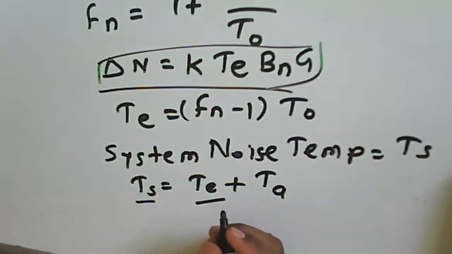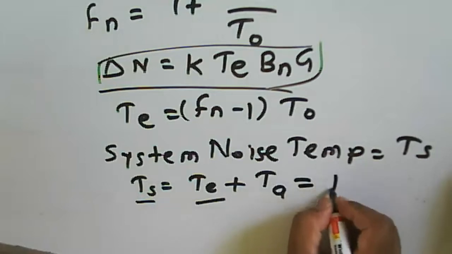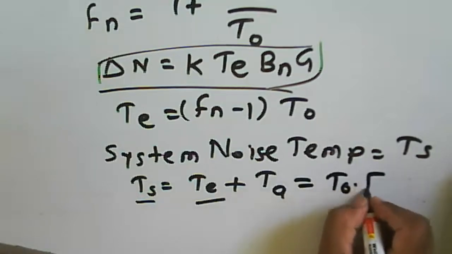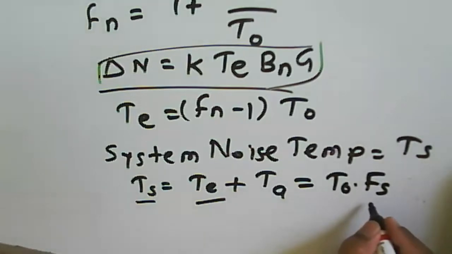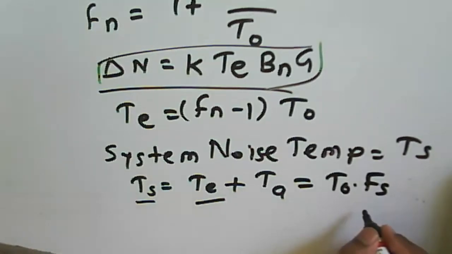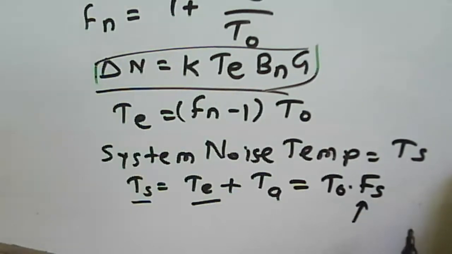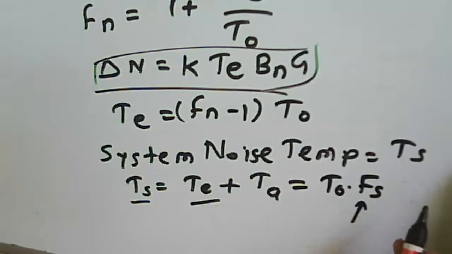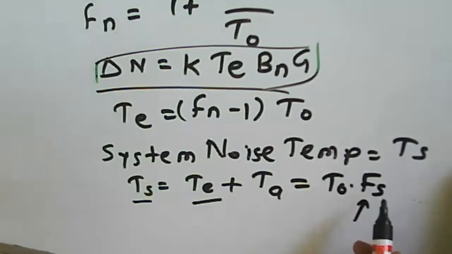Or we can say that overall, in terms of a noise figure, we can write T0 times Fs. Here the Fs is nothing but a system noise figure, which includes the effect of the antenna temperature. Okay, this is about a system noise figure.